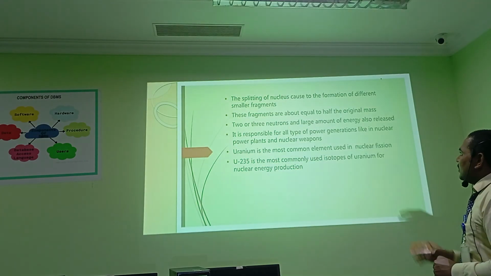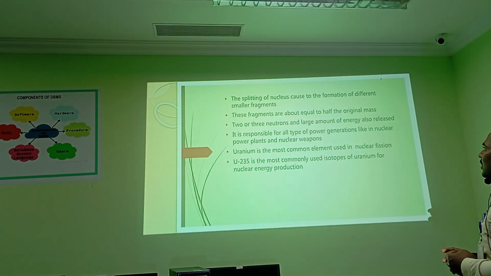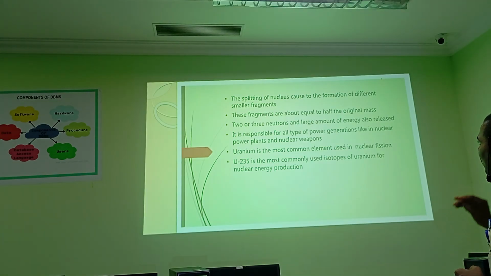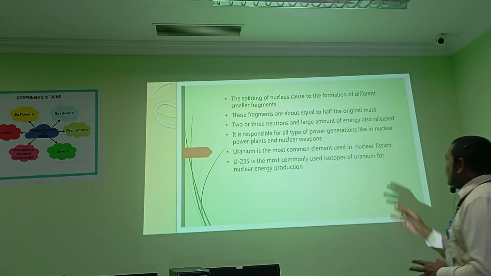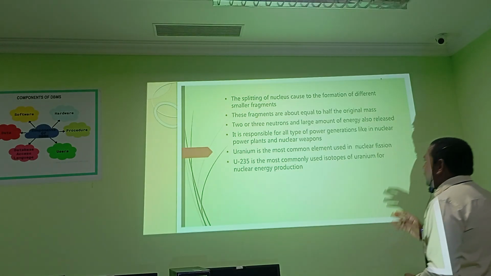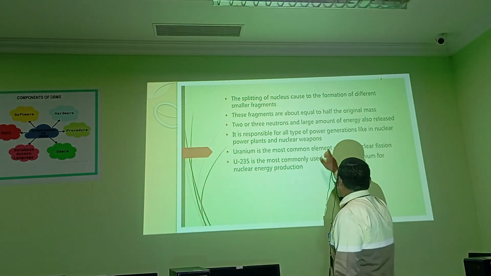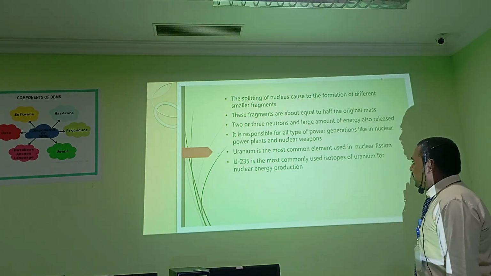The splitting of a nucleus leads to the formation of different smaller fragments, with a total mass equal to a part of the original mass. Two or three neutrons are produced and a large amount of energy is also released. Uranium is the most common element used in nuclear fission.